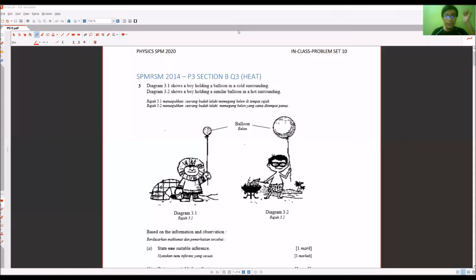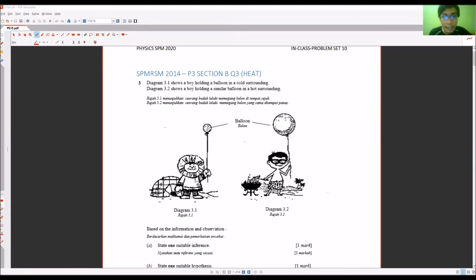We're going to start with our question for paper 3. Today is the final day for our discussion of experiments. So I pick up the 2013 paper 3 section B question 3 on heat. Basically, the questions related to the topic of heat are usually about gas law, but can also be about latent heat and specific heat capacity as well. So let's see here.